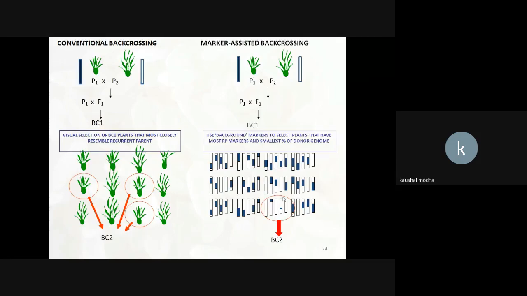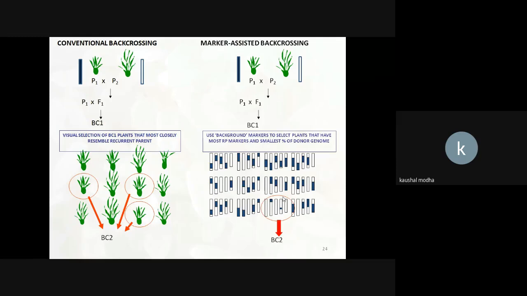Now just imagine if you have these SSR markers, markers linked to the target locus and flanking markers. If you have this information, then you can achieve this within 5 seasons. You cross the parents. In the next season, you generate F1. In the third season, you generate BC1 progeny. Fourth, BC2 progeny. And fifth, BC3 progenies. So 5 seasons are required.